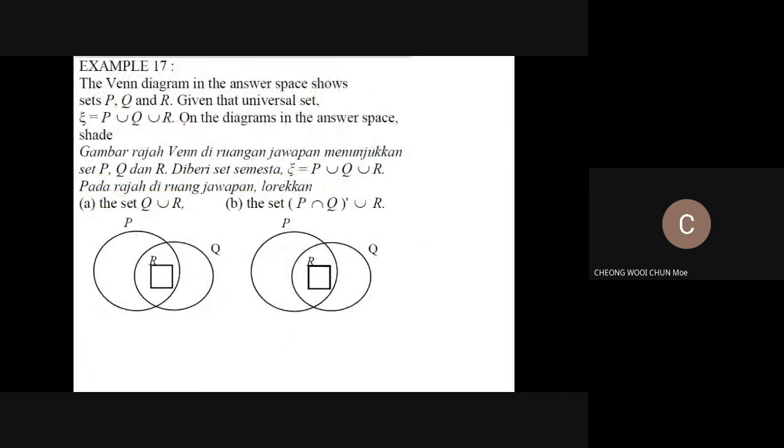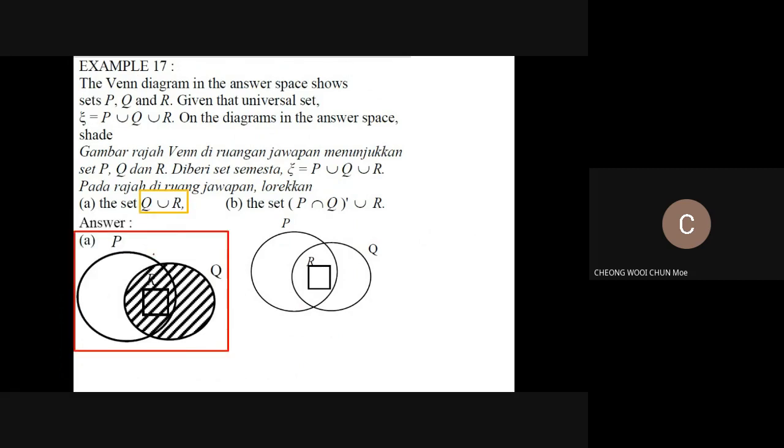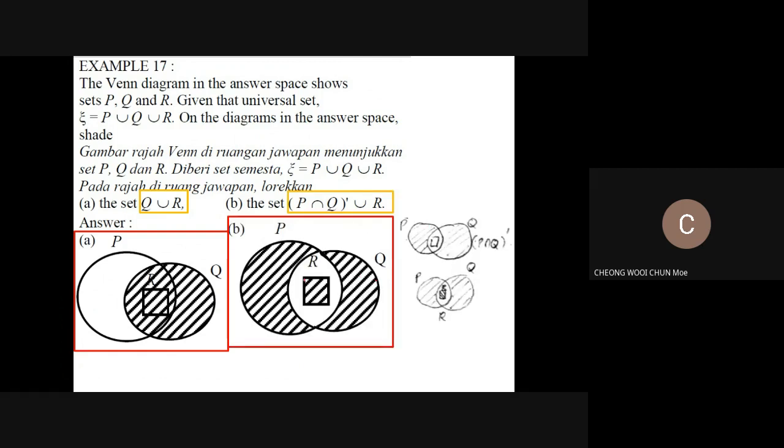Then example 17. Okay, so also shade. This one has no big box also. So Q union R, so all Q and R, all the Q and all the R. This one also has the same pattern because there are two parts. So you can draw two diagrams. Okay, I draw two diagrams. You can see P, Q, R, P, Q, R.